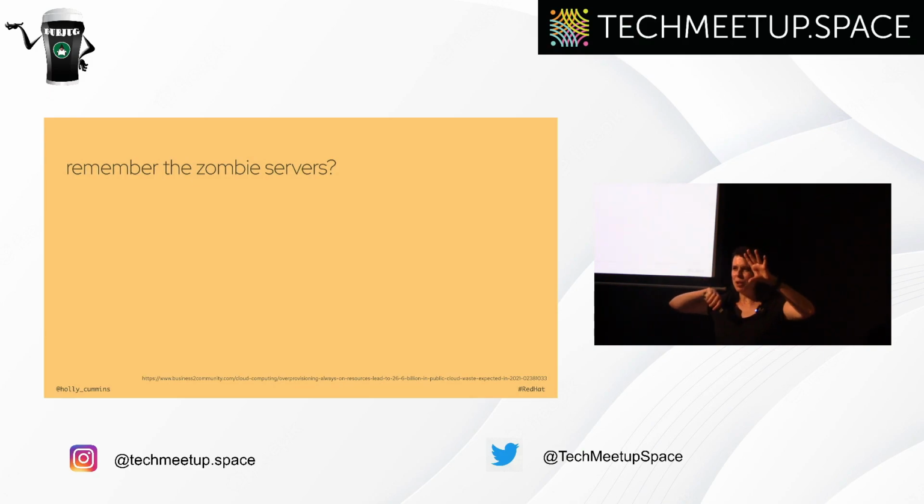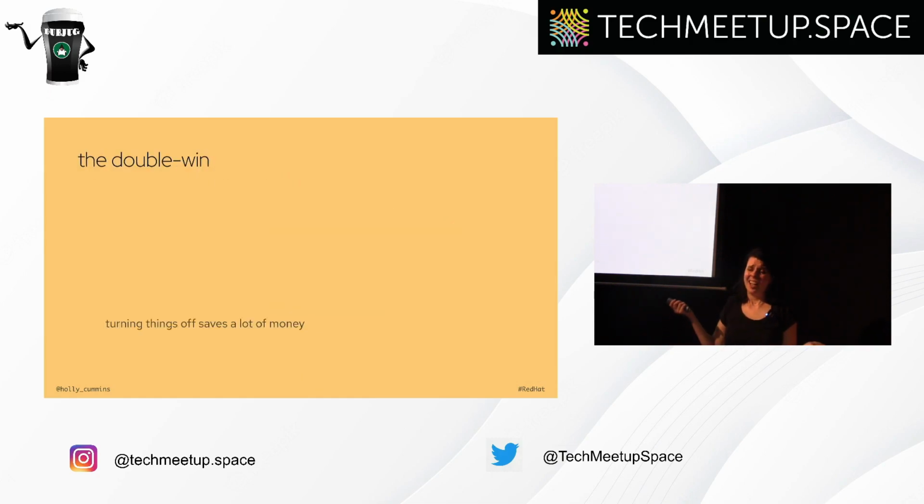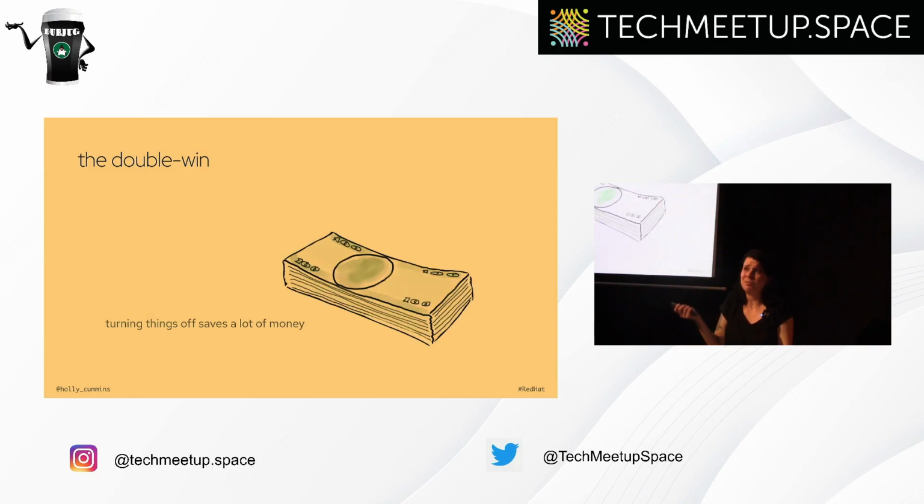So if we think again about those zombie servers where 25% of them were doing no useful work, there was another study where they said that the cost of servers wasted just in 2021 was 26.6 billion. So that's public cloud spend. That's stuff that shouldn't have even been running because people forgot to turn it off, or should have turned it off. If you imagine what we could do with $26 billion, we could do so much. So basically, turning things off can save a lot of money.